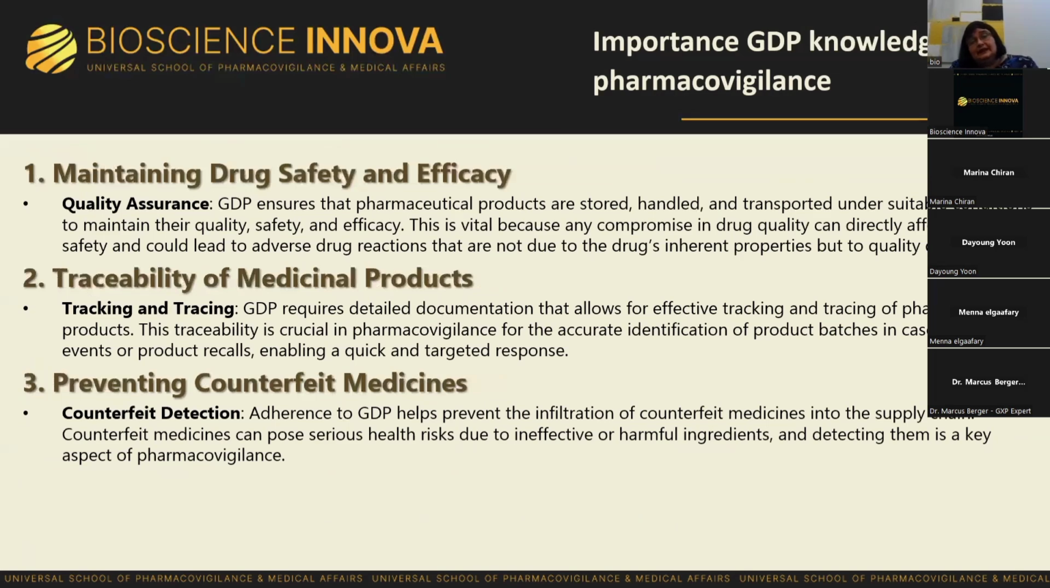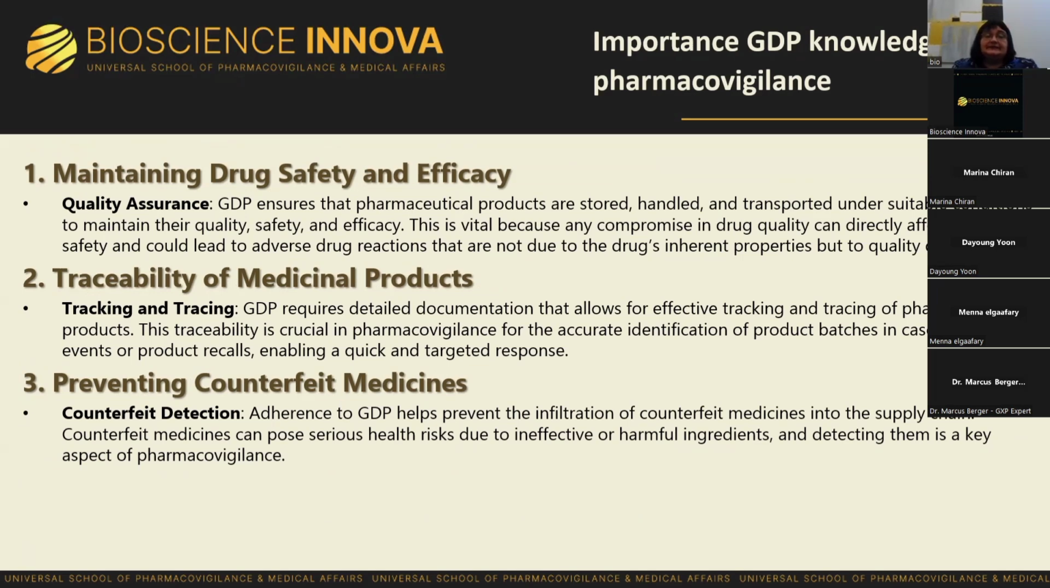Important Good Distribution Practice knowledge for pharmacovigilance includes maintaining drug safety and efficacy, including quality assurance, and ensures pharmaceutical products are stored, handled, and transported under suitable conditions for maintaining their quality, safety, and efficacy. This is vital because compromising drug quality can directly affect patient safety and could lead to adverse reactions that are not due to the drug's inherent property, but to a quality defect.